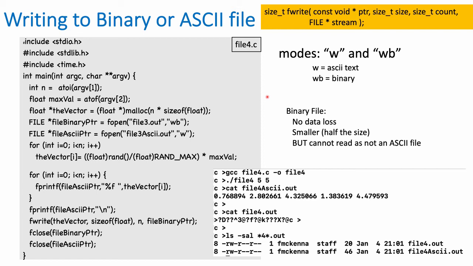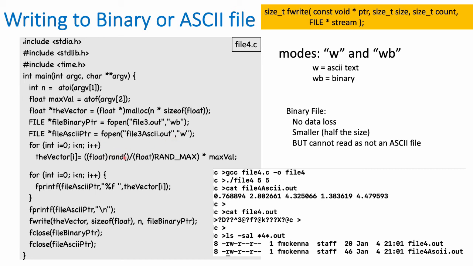So now we have an example where we're going to write to a binary file. We're using fwrite, so here we can output a large chunk of data at one time. This is where I'm invoking the fwrite. To use fwrite, I have to open a file with "wb", which stands for write binary. So here I'm opening this binary file pointer with the wb, and I'm also going to open an ASCII file in the same program, just as previously shown.